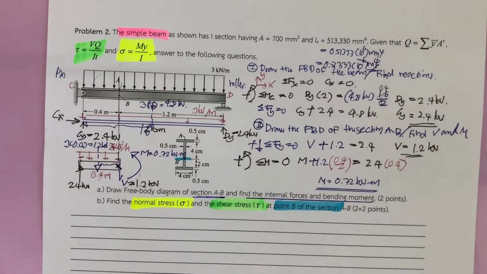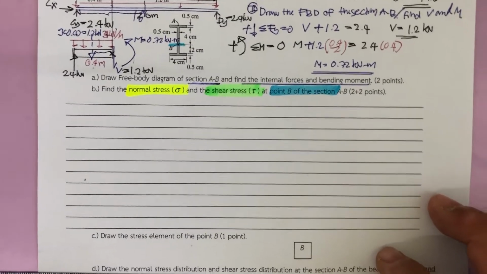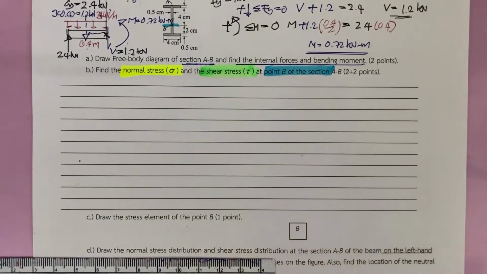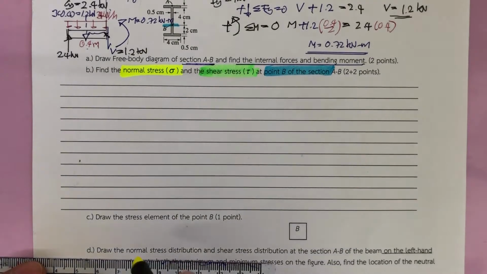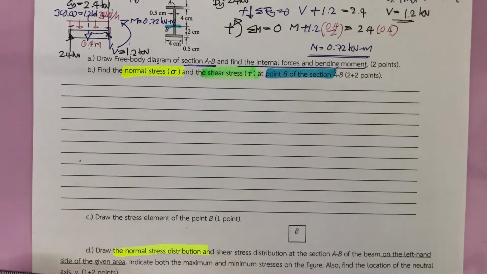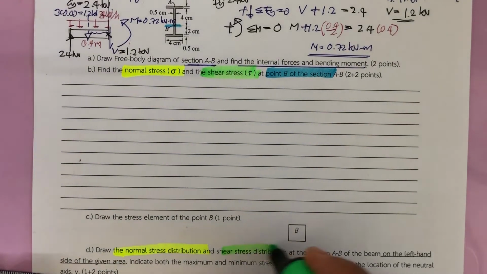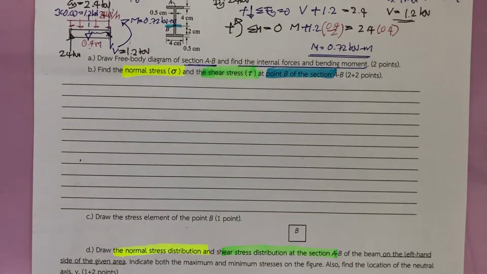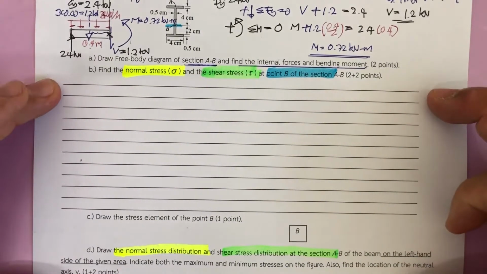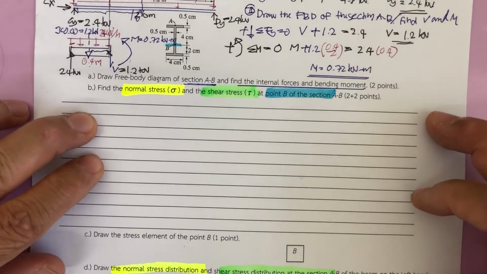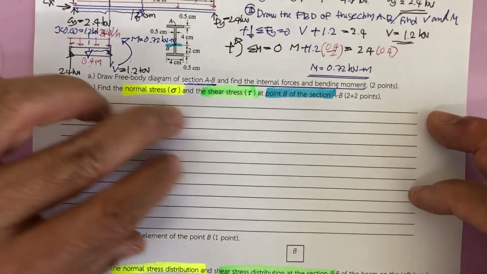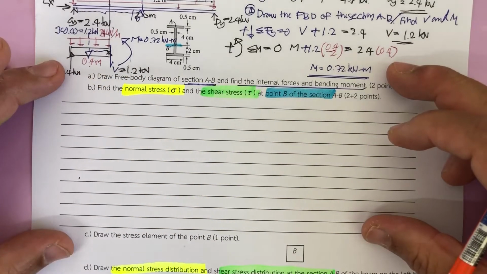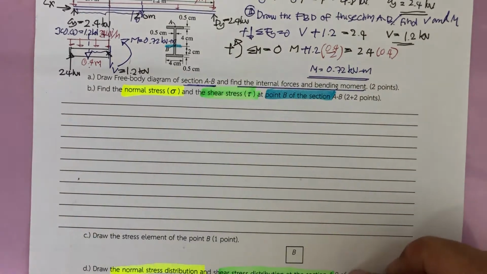Anyway, I think it's better for us to draw the shear stress and normal stress distribution, because below this they also ask us to draw the normal stress distribution and also the shear stress distribution on this section. Due to the limited space here, I will draw the section and the stress distribution in this portion, to make things more clear.